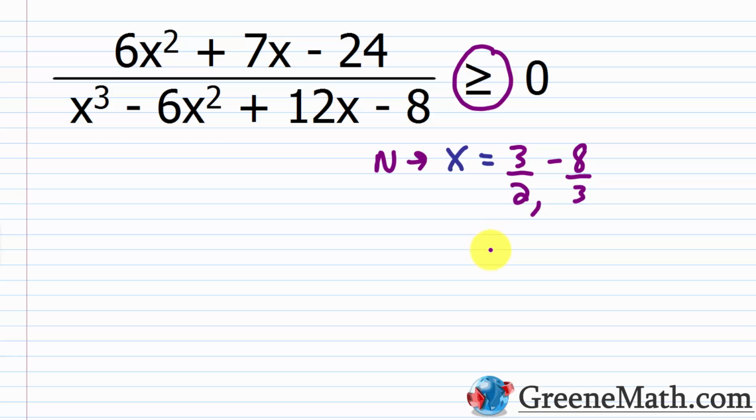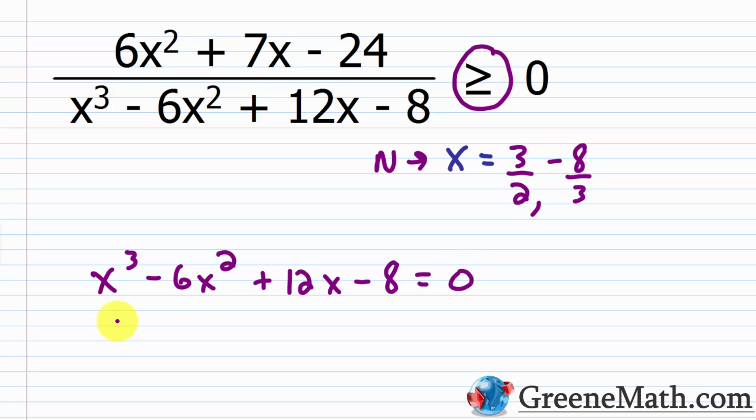All right, so now we want to set the denominator equal to 0. So we have x cubed minus 6x squared plus 12x minus 8 equals 0. So you might pause for a minute and say, how in the world are we going to solve this? This is not a quadratic equation. This is not something we learned how to solve. Right? We'll talk about these types later on in the course when we talk about the rational root theorem.